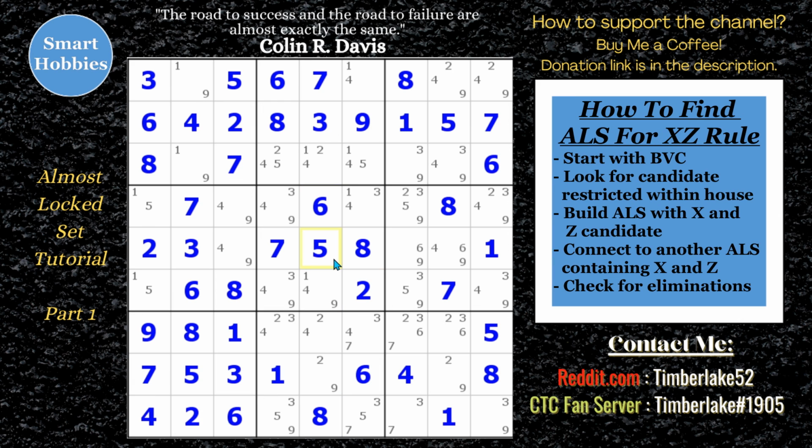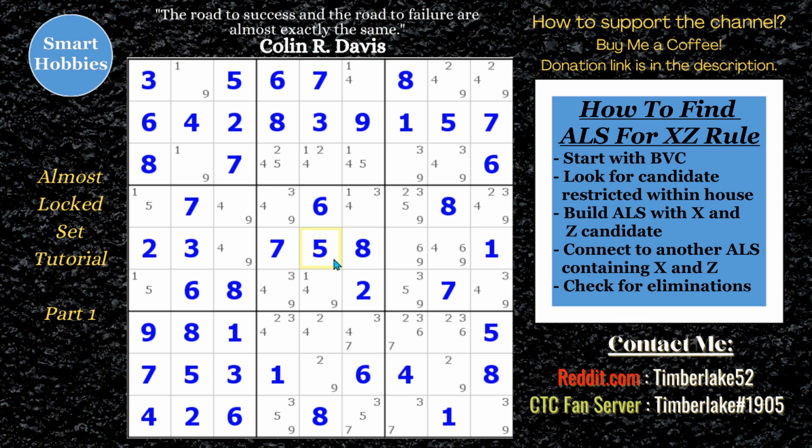All right, so for the last example, I picked probably my favorite puzzle of all time, Timberlake by Bondye. It's named after me. We're at this diagram, and we're going to be searching for almost locked set type ones where we can apply that XZ rule. So how would you do it? And I'm not going to mess around.